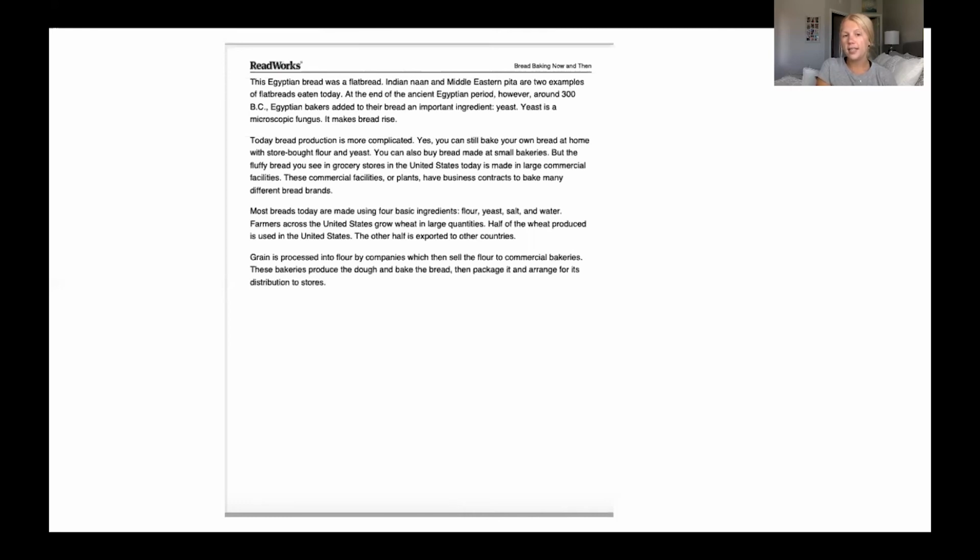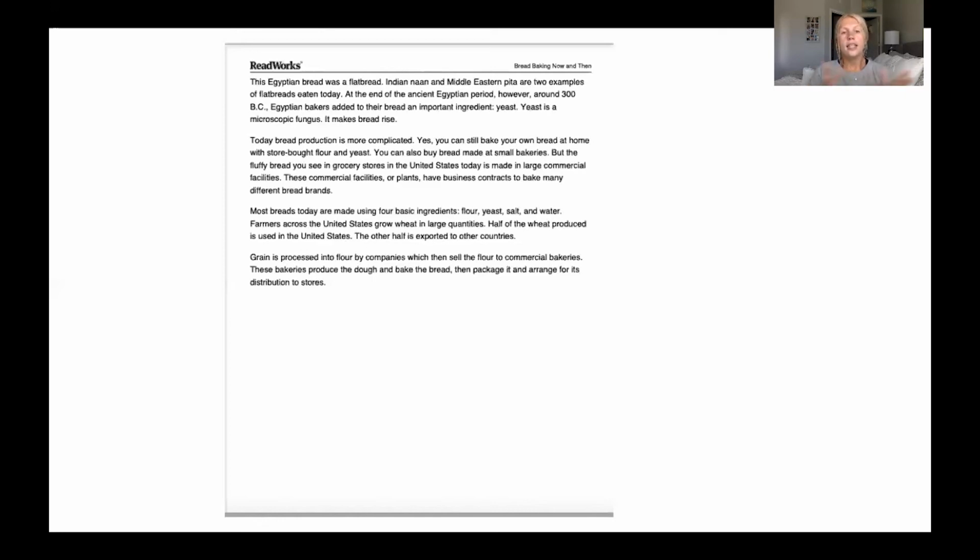Farmers across the United States grow wheat in large quantities. Half of the wheat produced in the United States is used here. The other half is exported to other countries. Grain is processed into flour by companies, which then sell the flour to commercial bakeries. These bakeries produce the dough and bake the bread, then package it and arrange it for its distribution to stores.